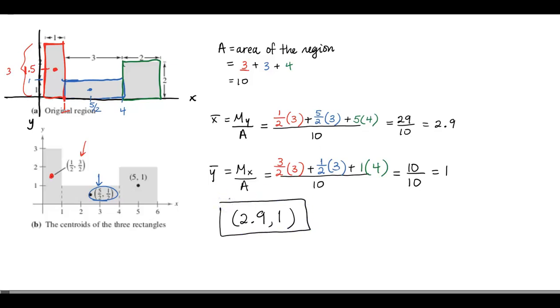I think it is worth noting that if we take all three of these centroids and we average them, we do not get this. So it's not a matter of just taking all these x coordinates, adding them up and dividing by 3 and doing the same with the y coordinates. We actually do have to go through calculating these moments about the y-axis and moments about the x-axis.